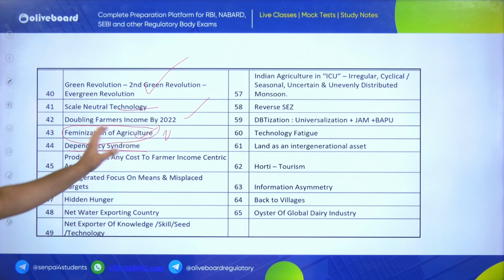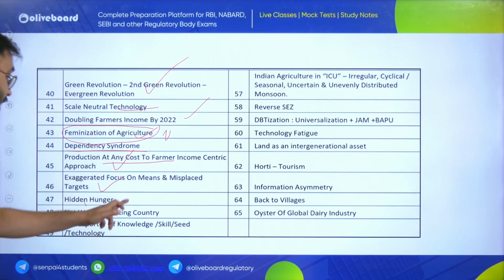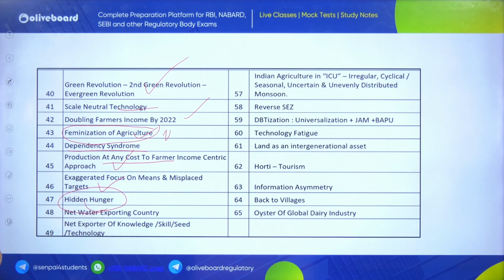Next, dependency syndrome, that is how people are dependent on the major population. In demographic dividend you can write this keyword. Production at any cost to farmer income centric approach. So production at any cost to farmer income, again an approach which depends on the overall income of the farmer. Exaggerated focus on means and displaced targets, hidden hunger associated with your food security.